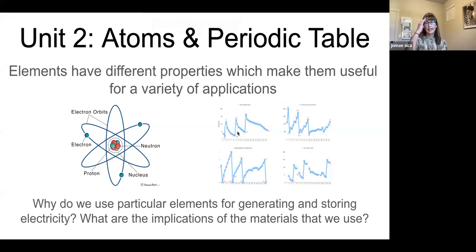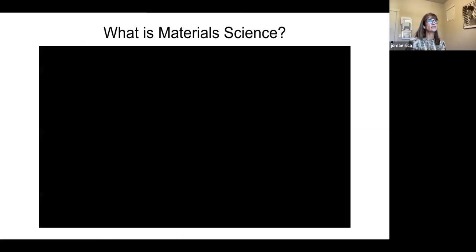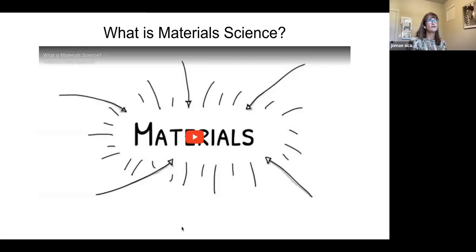And so on this first slide, again, we're just reiterating what those essential questions are for the unit, and reiterating that idea that elements all have different properties which make them useful for a variety of applications. I think this is a great opportunity for students to be able to get a little bit of an introduction to what materials science is. And so on our next slide, we have a short video to introduce us to that idea of that profession and career.